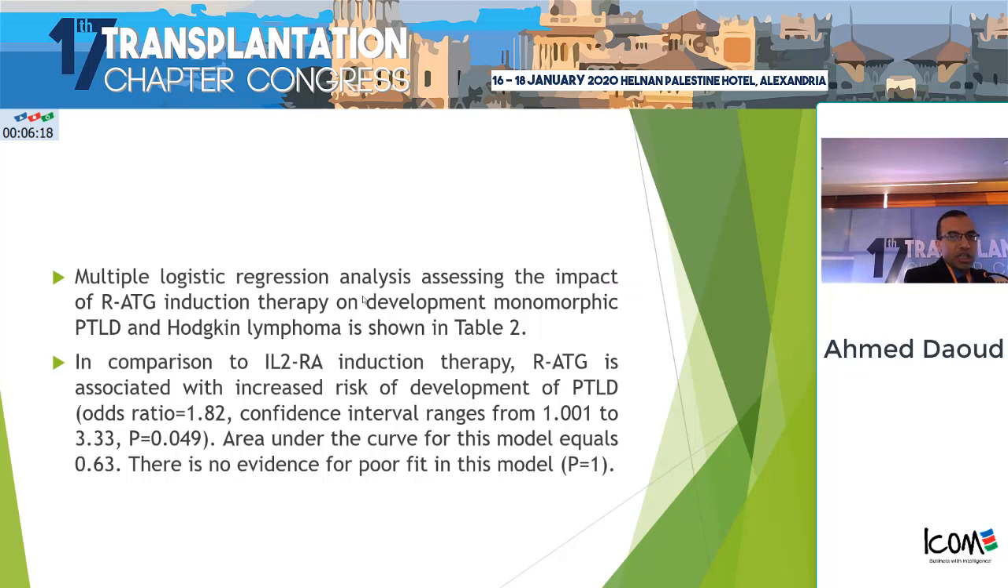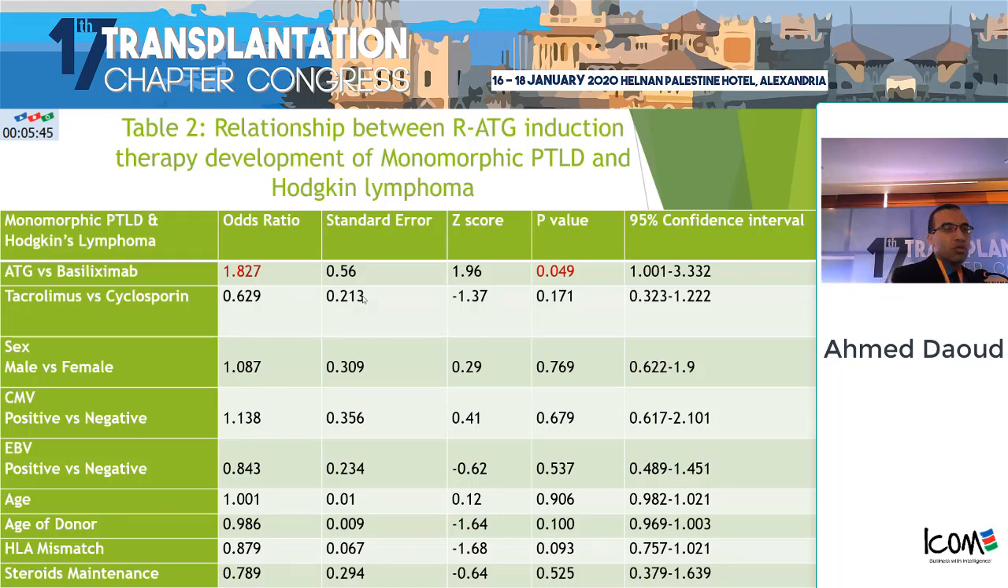We also did multiple regression analysis assessing the impact of the RATG induction therapy on the development of monomorphic PTLD and Hodgkin lymphoma. And again, we found that RATG is associated with increased risk of development of the monomorphic PTLD and Hodgkin lymphoma, with an odds ratio this time of 1.82 and a confidence interval ranging from 1.001 to 3.33 with a p-value of 0.049. And in this table, the only statistically significant variable was the ATG induction therapy.